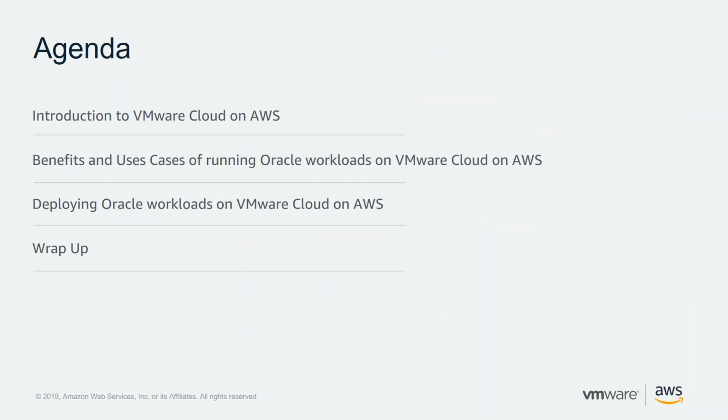Here's the agenda of the webinar. We will take a brief look into VMware Cloud on AWS. We will walk through the benefits and use cases of running Oracle workloads on VMware Cloud on AWS. Sudhir will walk through how to deploy and migrate Oracle workloads on VMware Cloud on AWS. We will wrap up with a Q&A session at the end with some promotions.